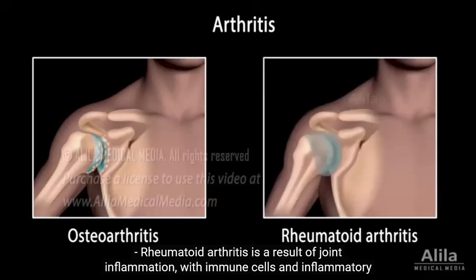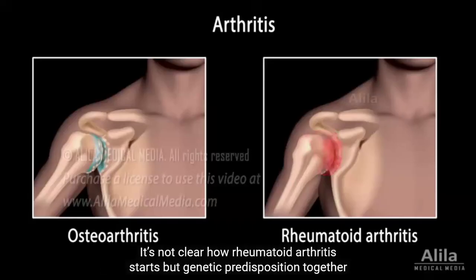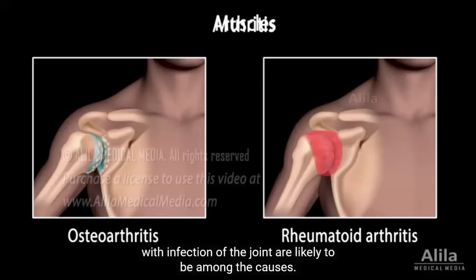Rheumatoid arthritis is a result of joint inflammation, with immune cells and inflammatory chemicals causing damage to the joint. It's not clear how rheumatoid arthritis starts, but genetic predisposition together with infection of the joint are likely to be among the causes.